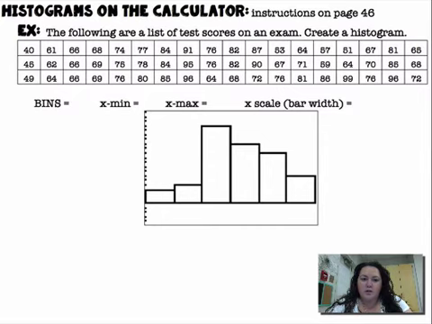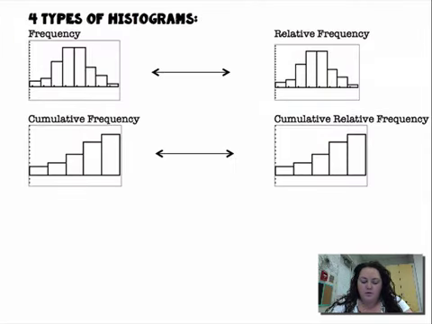Alright, histograms. So, you can find the instructions on page 46 in your book. I'll make a separate video walking you through how to do all of this in the calculator. But if you put all this into your list and then you create a histogram, you can do that.